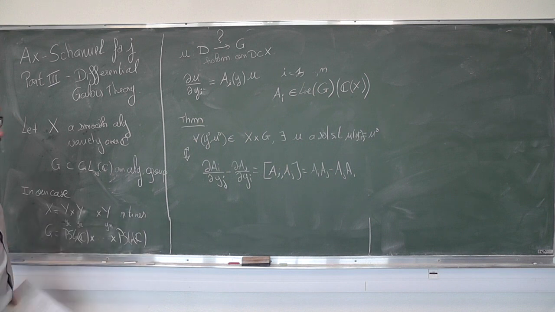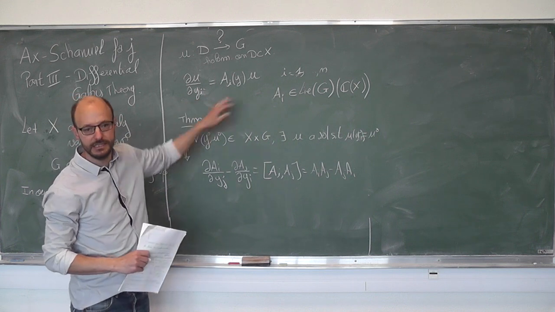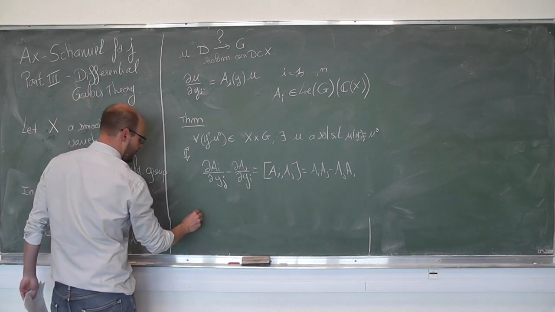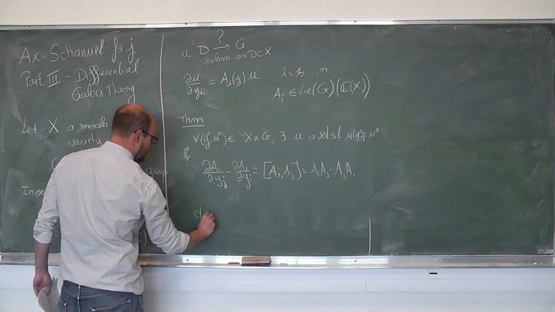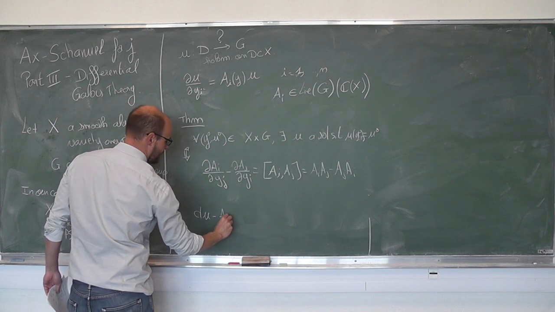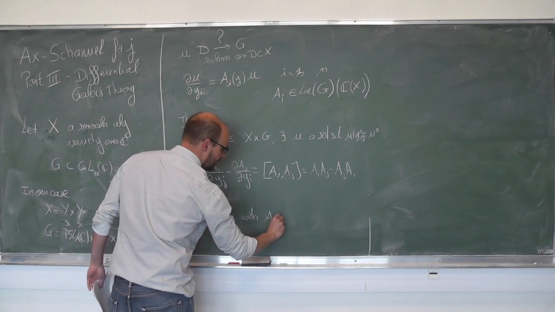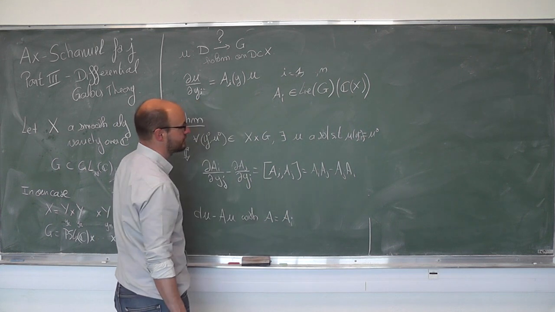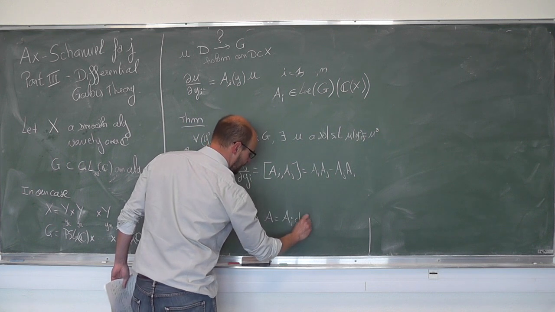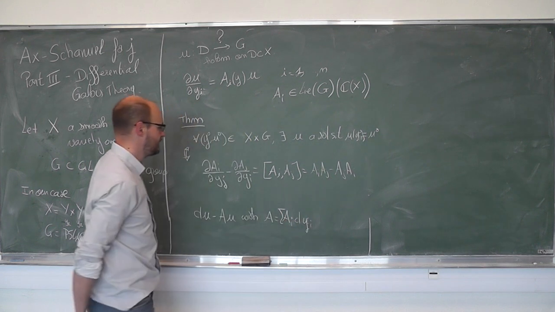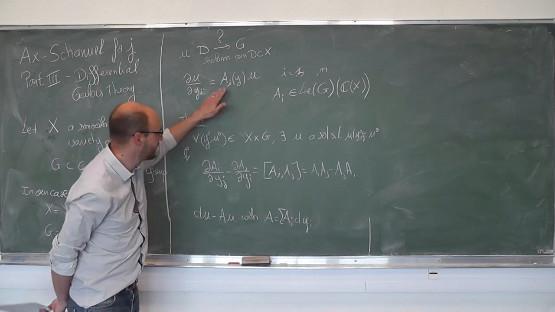A nicer way to write this is as an equality of differential forms. So the equation now is dU minus AU, with A, which is now not a matrix of functions but a matrix of forms that you obtain this way here. Then you write this equation in this basis, you get this one.